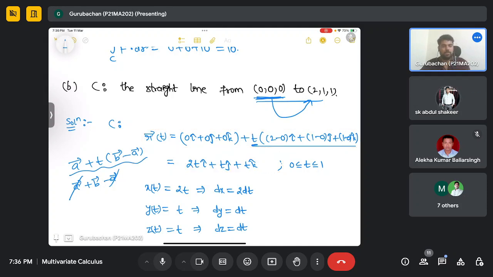So t equal to 0 stands for the initial point of the straight line, and t equal to 1 corresponds to the final point of the straight line in 3D.